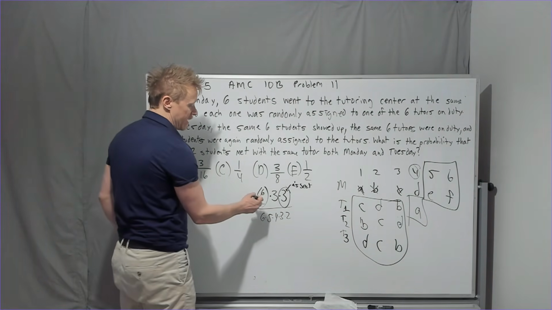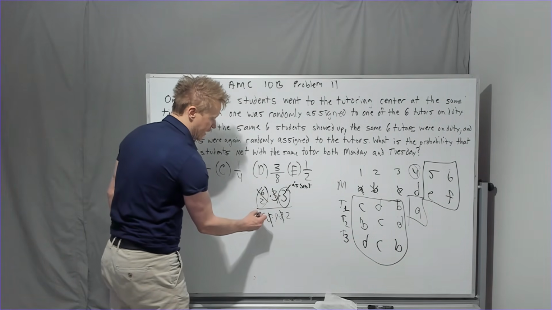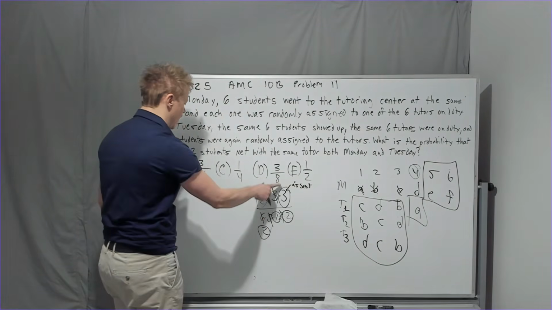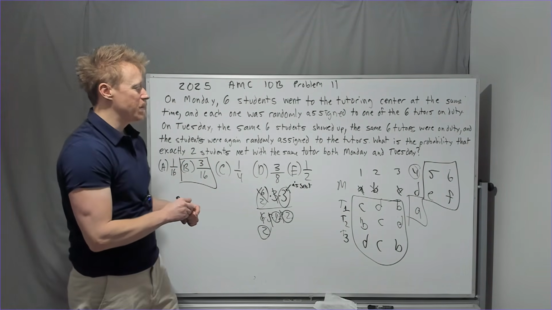So this is going to be 15, canceling 5 and 3. 1, 3 cancels the 6 to give a 2. We got a 4, a 2, and a 2. You have a 3 over 16. It will be answer choice B.